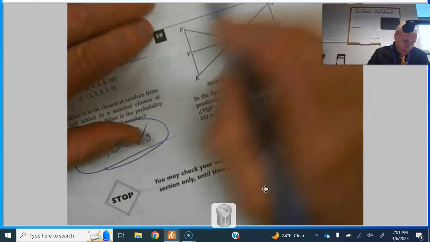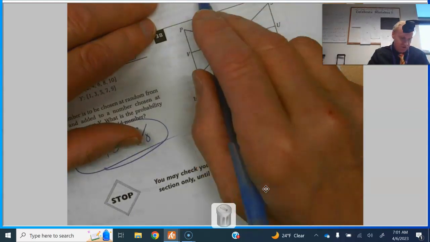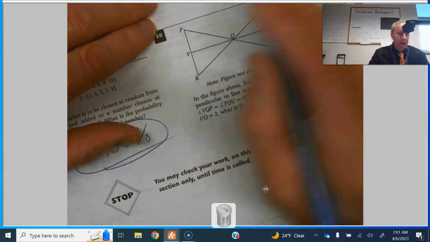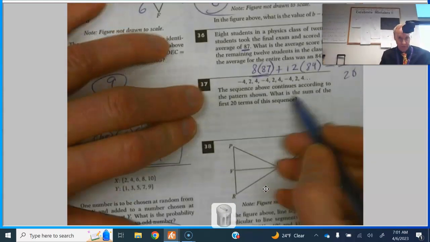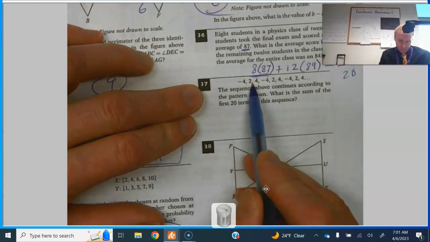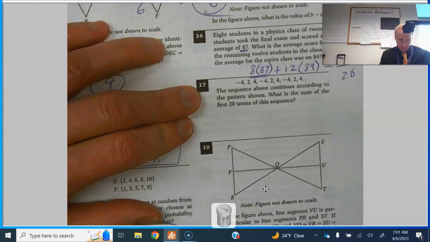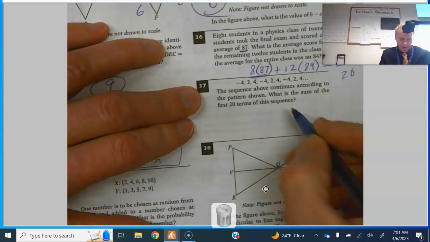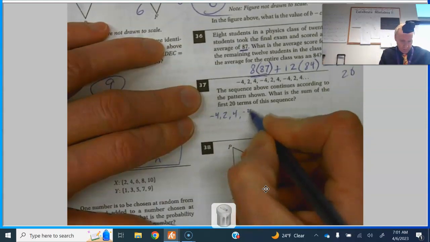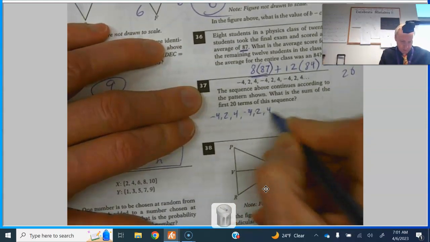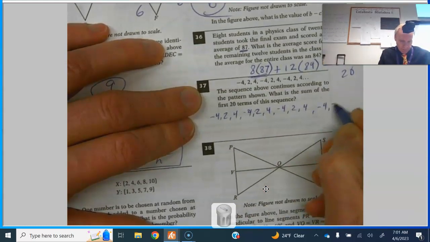All right, number 17. The sequence above continues according to the pattern shown. What is the sum of the first 20 terms of this series? Negative 4, 2, 4, negative 4, 2, 4, negative 4, 2, 4. Okay, we want the first 20 terms. Now, I'm going to go ahead and write them out. Negative 4, 2, 4, negative 4, 2, 4, negative 4, 2, 4, negative 4, 2, 4.